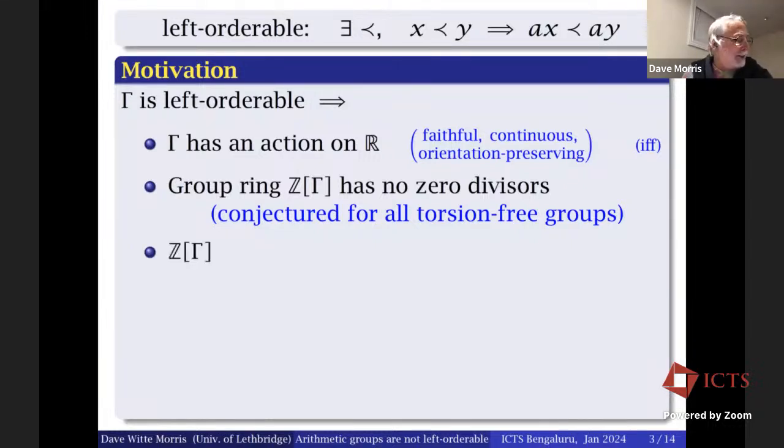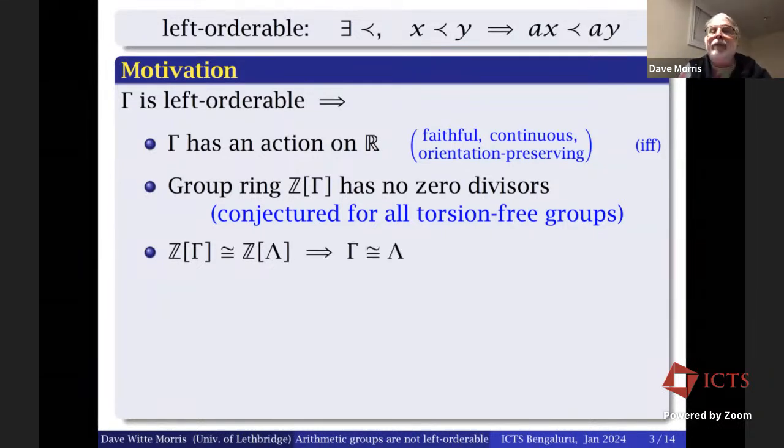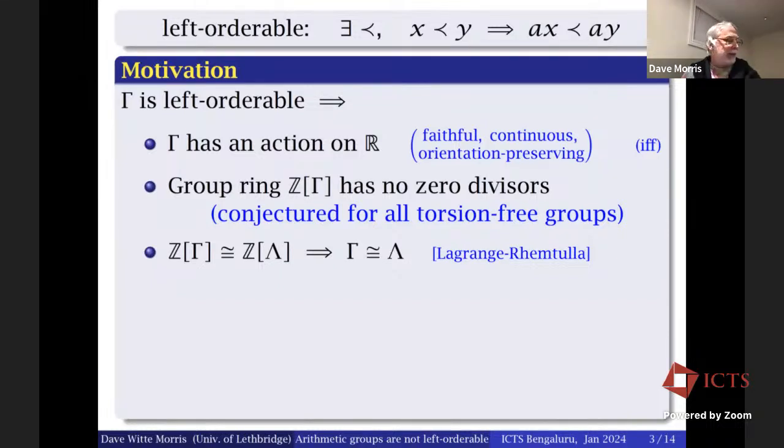It's not my motivation. But another thing about group rings is that if gamma is left-orderable and the group ring of gamma is isomorphic to the group ring of some other group, then in fact they're the same group. This is not true in general, but it's a fact about orderable groups that the group ring determines the group. And the last motivation is topological rather than algebraic.